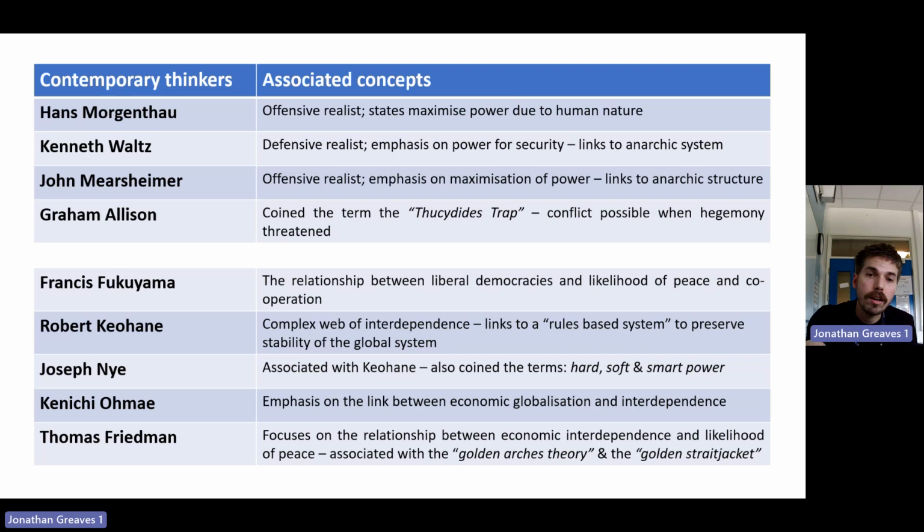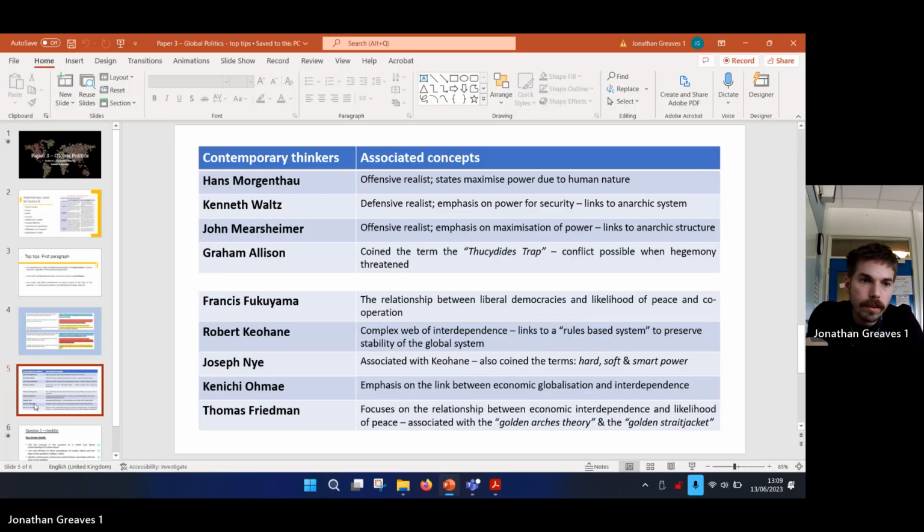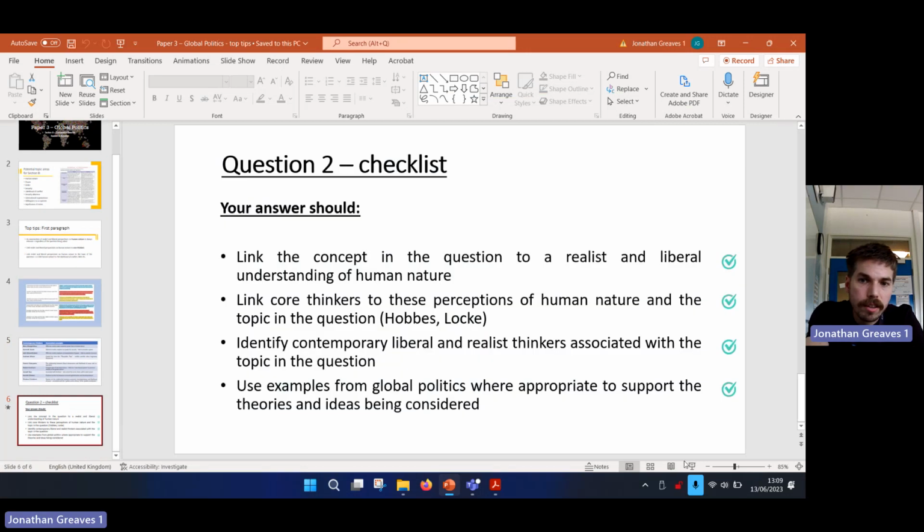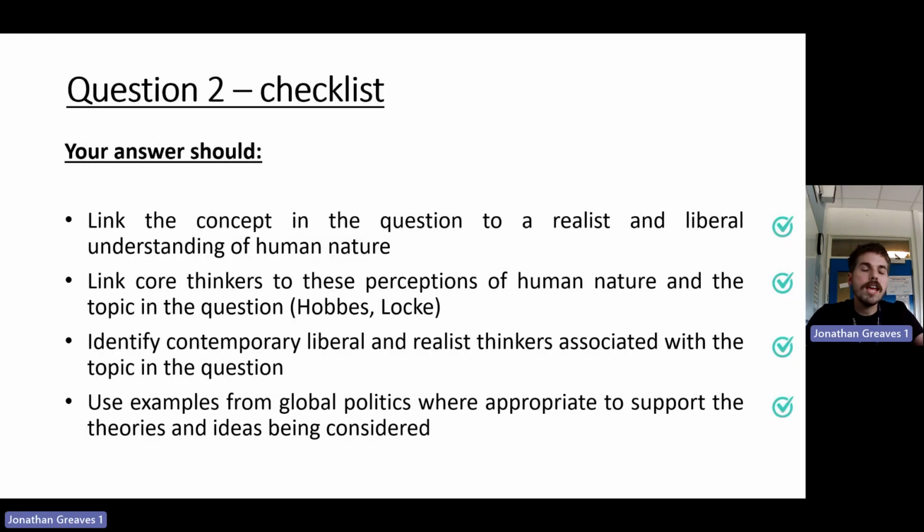Finally, folks, if I can move on, we have a checklist, and this is the final bit. So in your section B question, 15 minutes, first paragraph, human nature linked to Hobbes and Locke. Look at the mark scheme. Every year the mark scheme says the same things about Hobbes and Locke, and apply it to the thing in the question. Also in your answer, make sure you include a contemporary liberal and realist thinker.